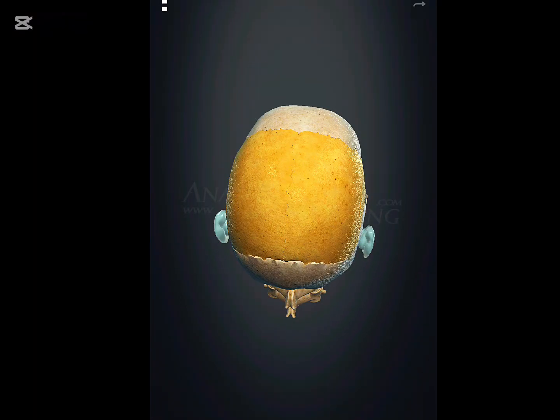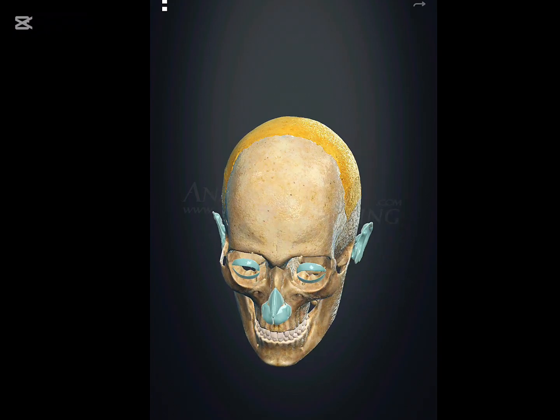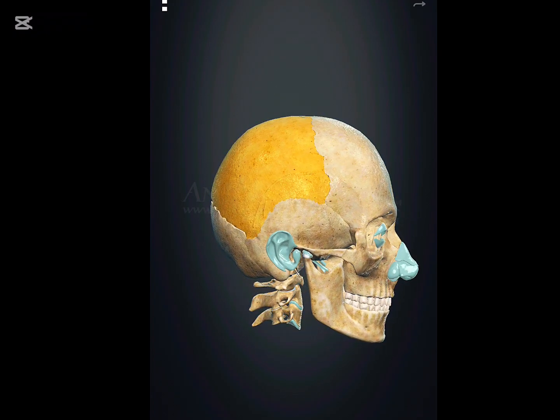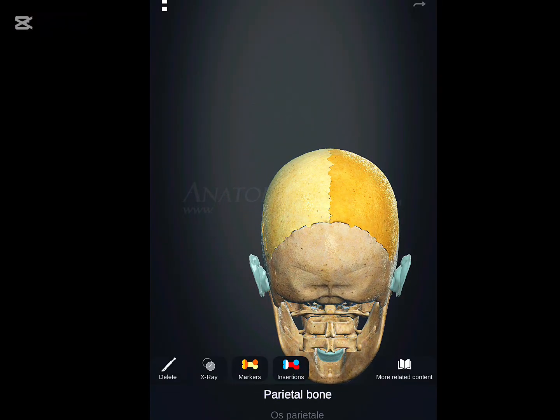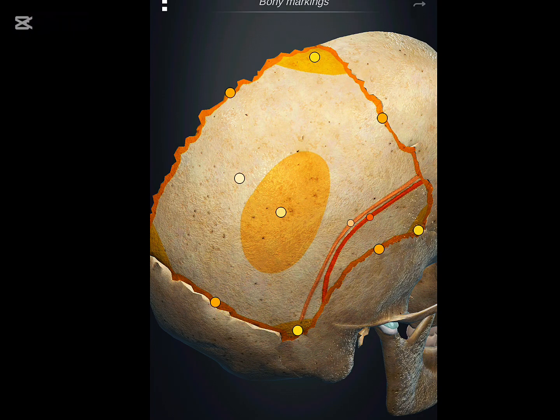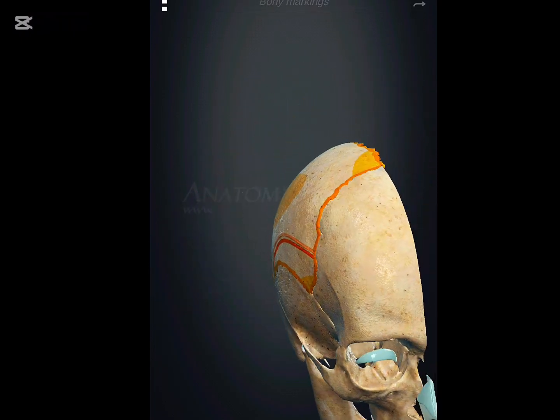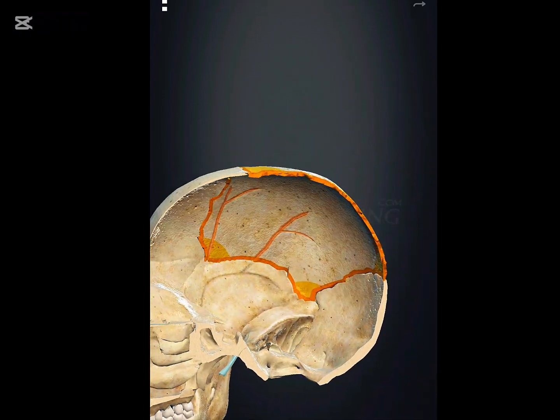2. Os parietal, parietal bone, 2 bones. Function: forms the superior and lateral parts of the skull, protects the brain. Articulates with: anteriorly os frontal, coronal suture; posteriorly os occipital, lambdoid suture; laterally os temporale, squamosal suture.